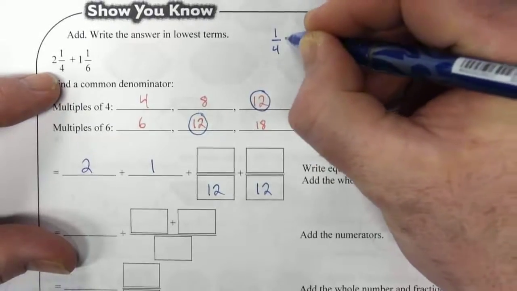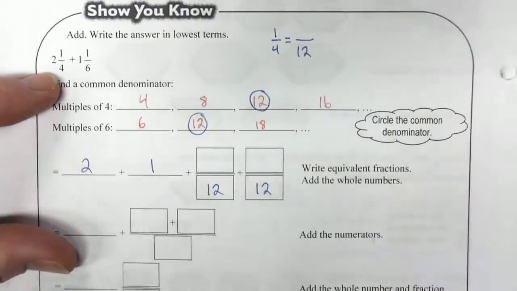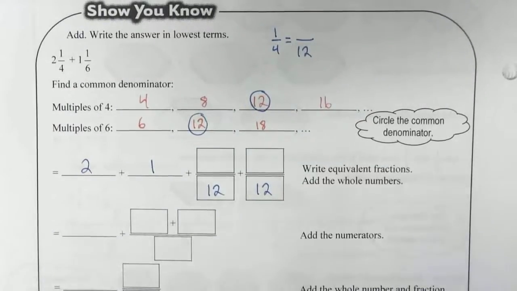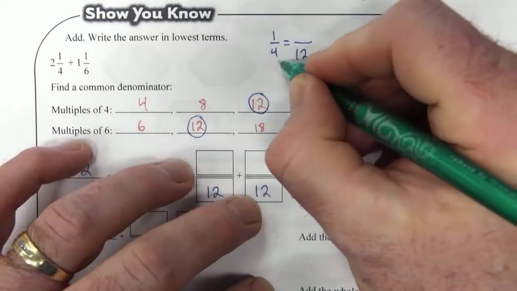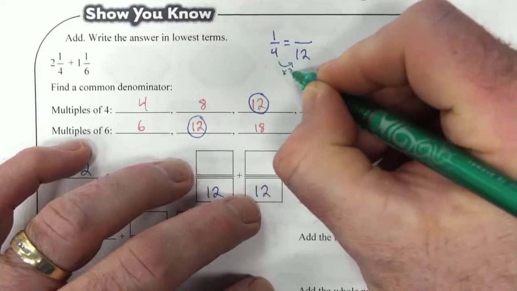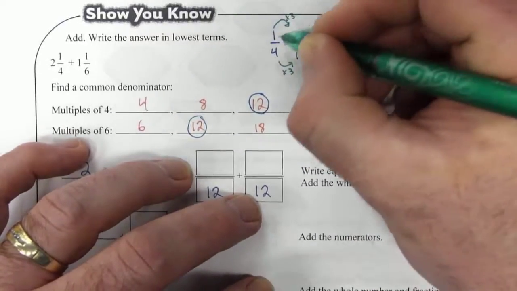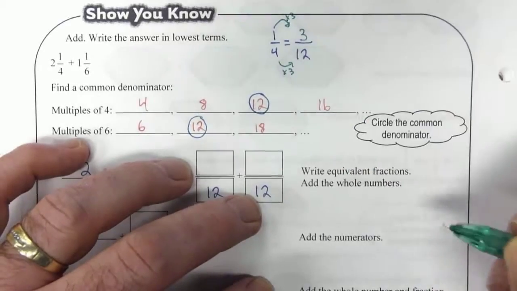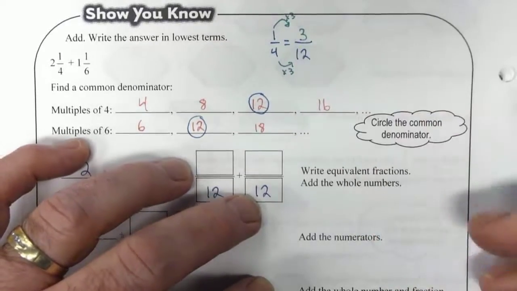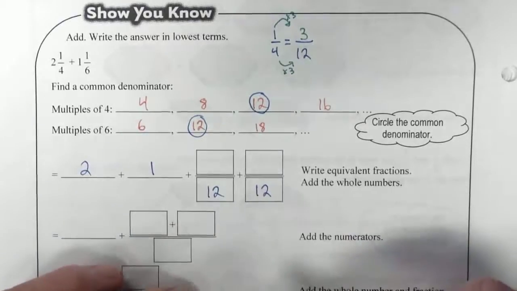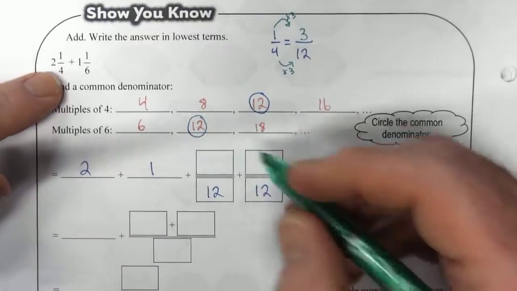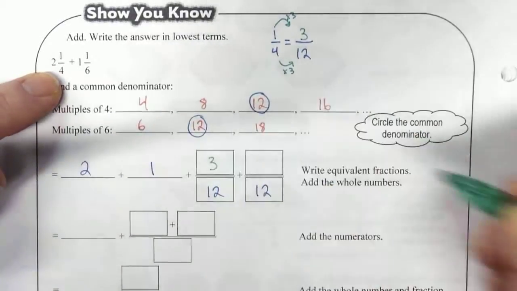We're starting with 1 over 4 and we're going to something over 12. So let's look at the relationship. 4 times 3 gets you 12. So multiply the top by 3 as well. 1 times 3 gives you 3. So 3/12 is equivalent to 1 over 4. So we can come back down here. Instead of 1 over 4, we're going to write 3 over 12.